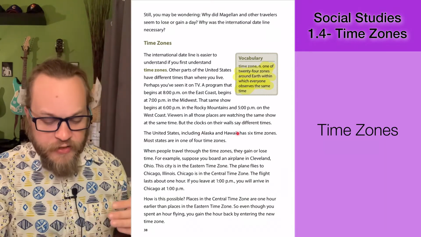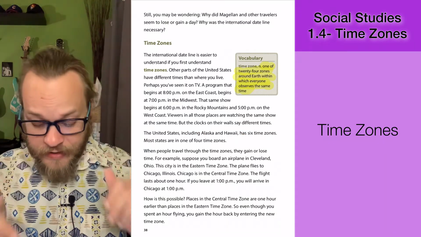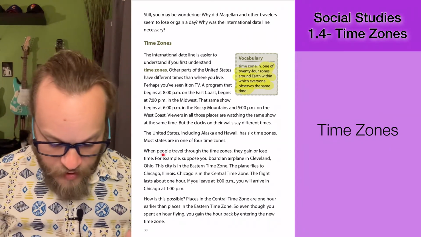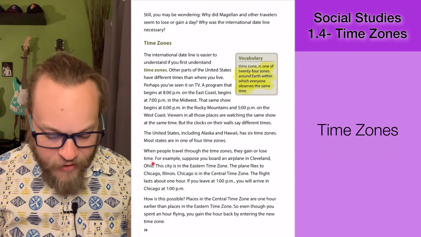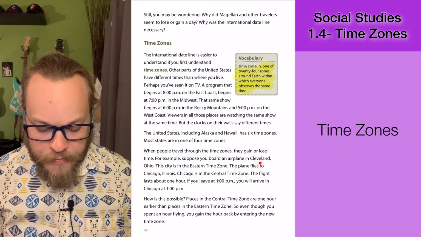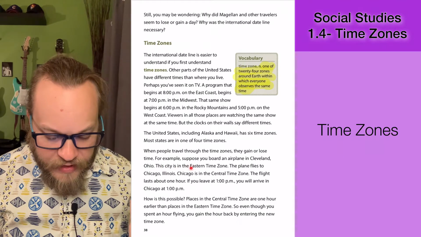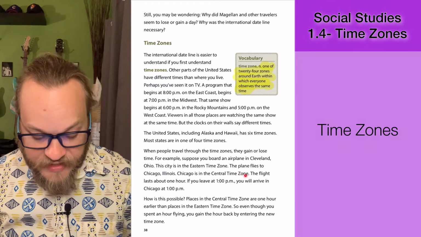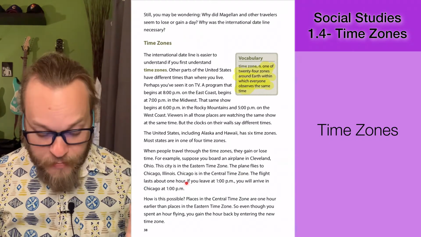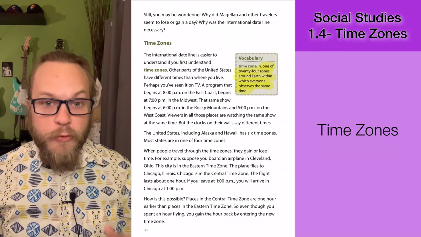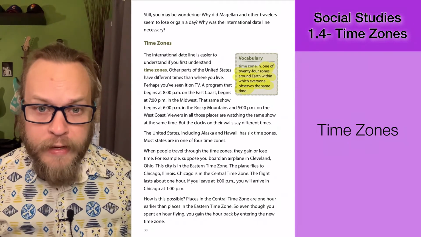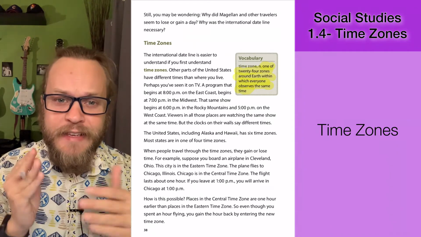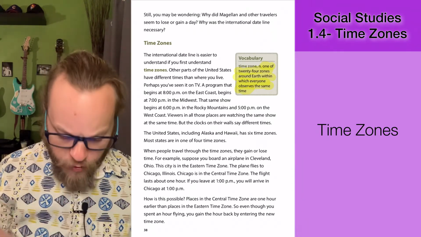The United States, including Alaska and Hawaii, has 6 time zones, and most states are in one of 4 time zones. When people travel through the time zones, they gain or lose time. For example, suppose you board a plane in Cleveland, Ohio, and this city is in the Eastern time zone. The plane flies to Chicago, Illinois, which is in the Central time zone, and the flight lasts about 1 hour. Well, if you leave at 1 p.m., you will arrive in Chicago at 1 p.m., almost as though no time has taken place, even though you know you sat in that seat on the plane for 1 full hour.